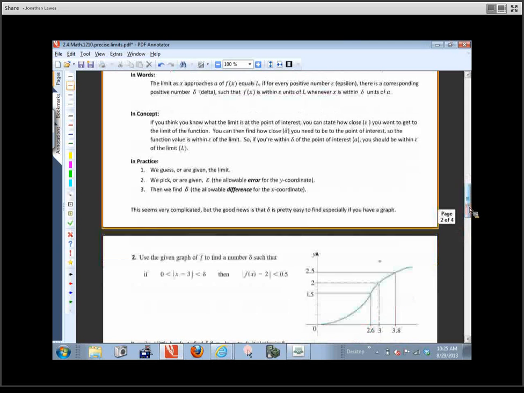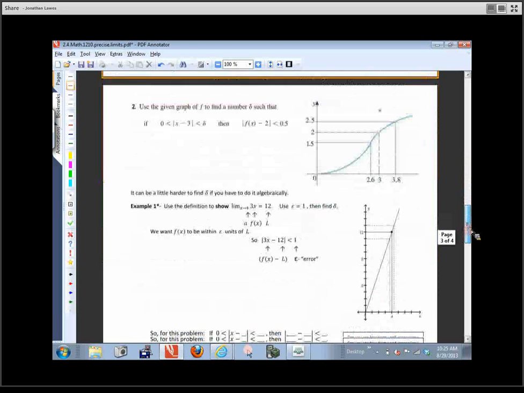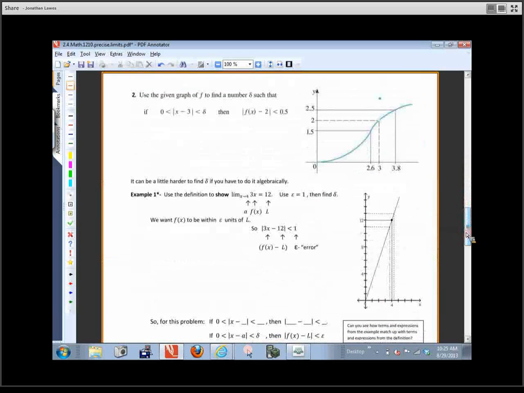In practice, this is actually pretty darn easy to do, especially because a lot of the problems they've chosen for you have functions that are very easy, or they've got graphs, and sometimes it's literally as simple as picking out delta 1 and delta 2, and then picking which one? The smallest of the two. So you have problems like this. This looks confusing, so let's just translate it into something that we understand.